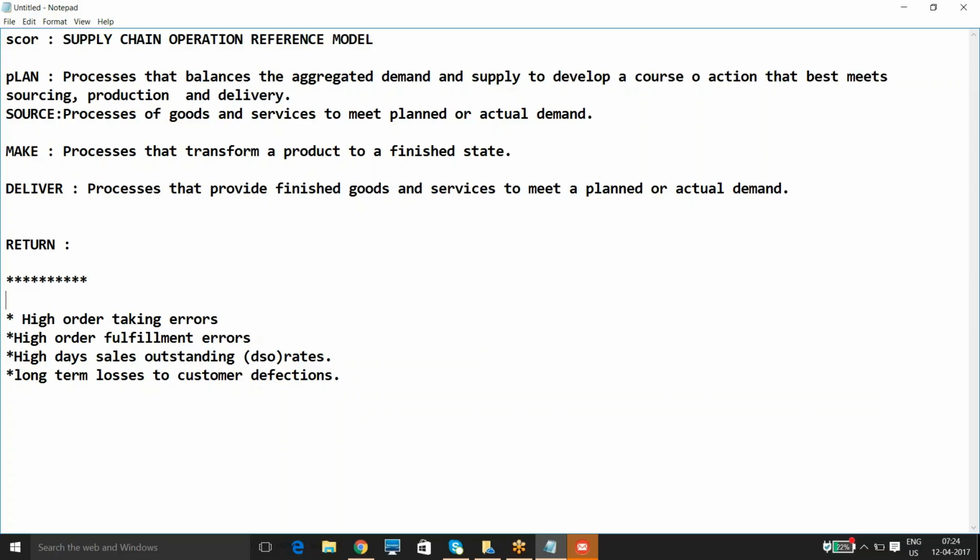We have GATP, the same process of mapping the order till the delivery. So there's no way, like in SAP, especially with GATP, that every reference, maybe the stock which you're going to consider and how the production is going to happen, will not be mapped against an order. So obviously you are able to take care of these high order taking errors.